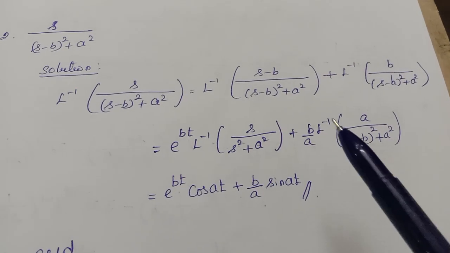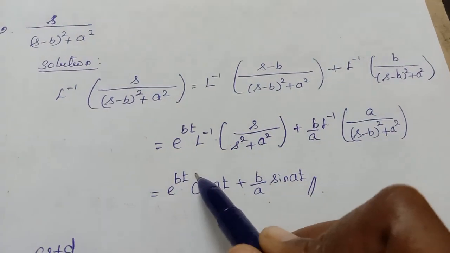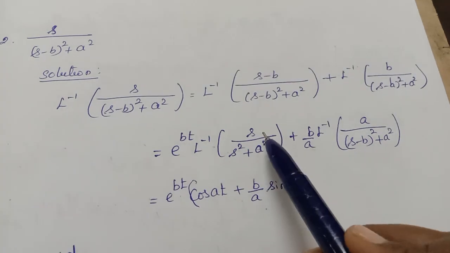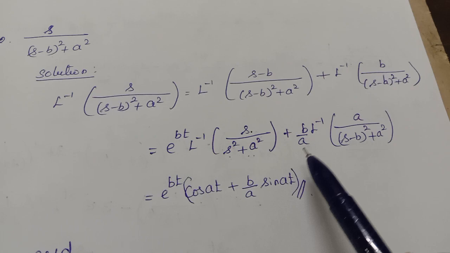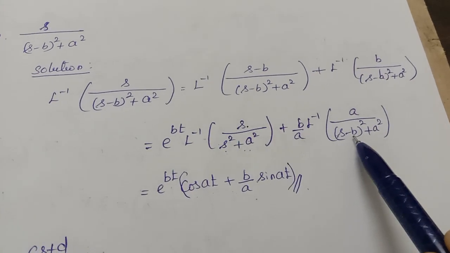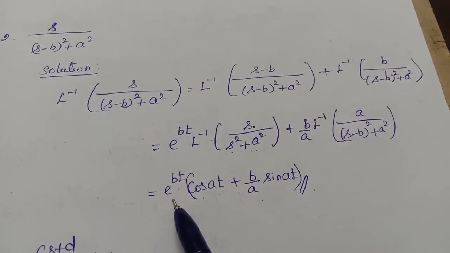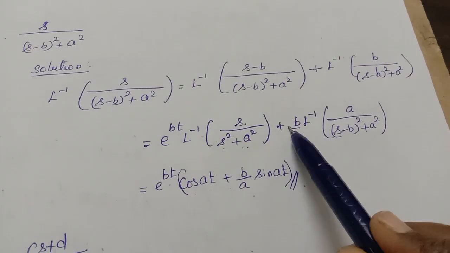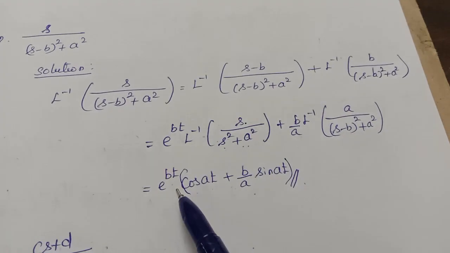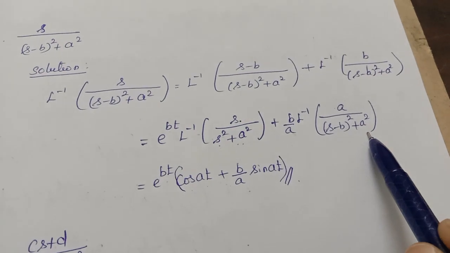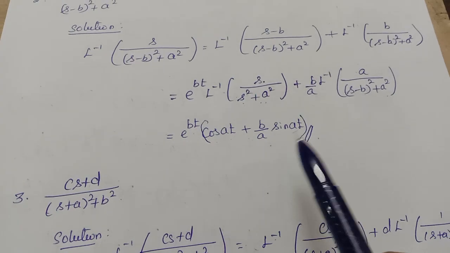Okay, right. Now you listen here, e power bt into L inverse of s by s square plus a square is what? Cos at, isn't it? Numerator it is s, no? So cos, denominator it is addition of terms. So cos at plus here b by a into, again here also this b can be removed by putting e power bt in the front. So I have kept it as a common factor here. So e power bt into b by a into, this is what? A by s square plus a square. Already I have removed this b here. So a by s square plus a square, it is simply what? Sin at. Right? So this is the inverse Laplace transform of the given function.